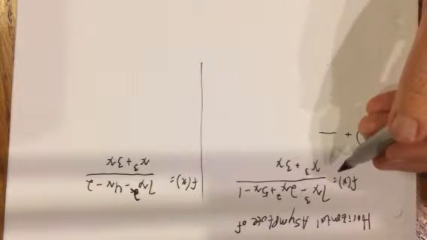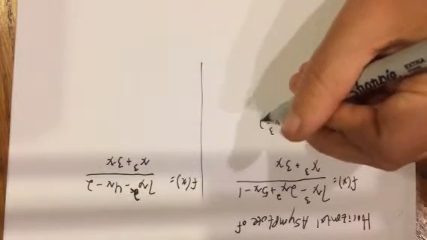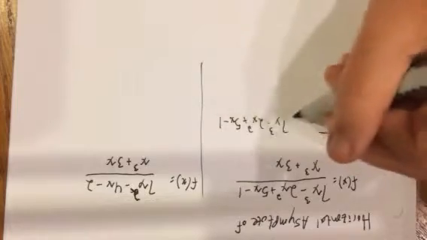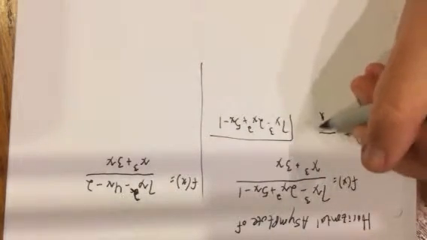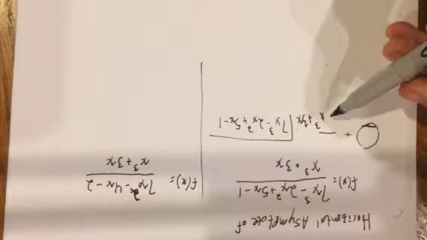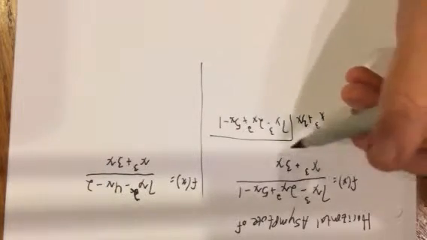So I could write this out. I could write out 7x cubed minus 2x squared plus 5x minus 1 divided by x cubed plus 3x and say, what times x cubed gives me 7x cubed? It's going to be 7.